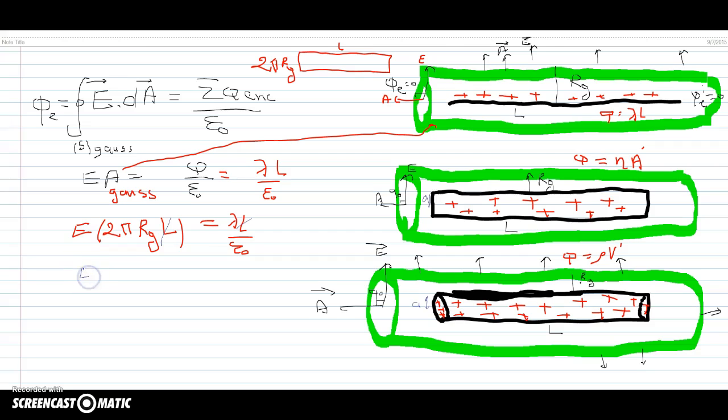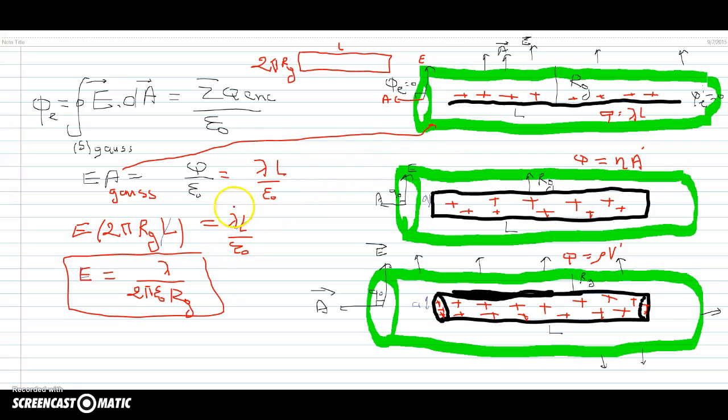So I can write now E, probably better with red. E is just lambda over 2 pi epsilon 0 Rg. And so this is the electric field at distance Rg, I can call it y, a, or anything, from the infinite charged line using Gauss's law.